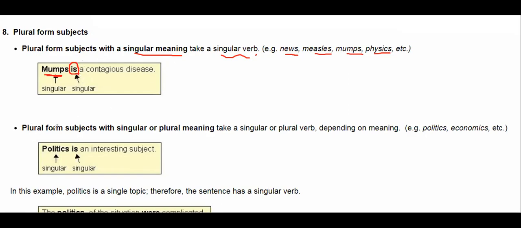On the other hand, plural form subjects with singular or plural meaning take a singular or plural verb, depending on their meaning. For example, politics, economics. Politics is an interesting subject. Politics is singular, so the verb is also singular. In this example, politics is a singular topic, therefore the sentence has a singular verb.